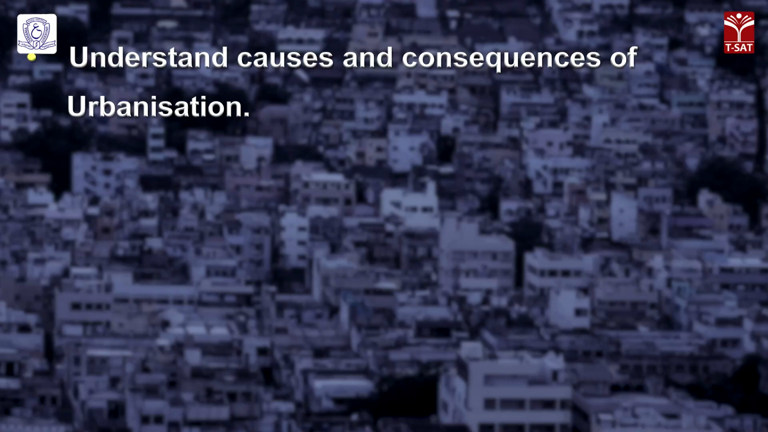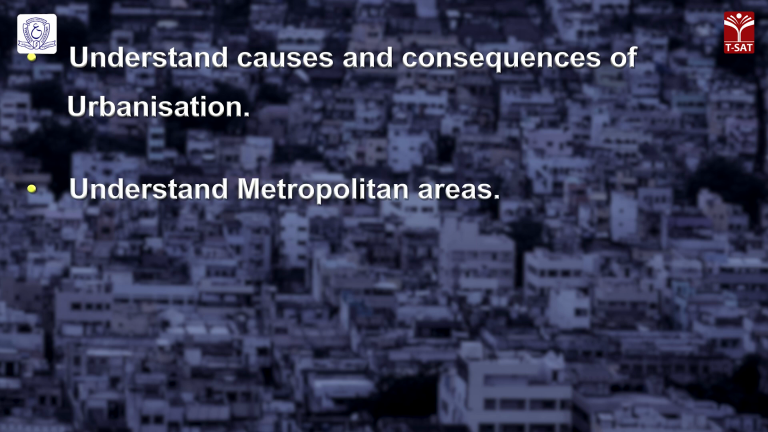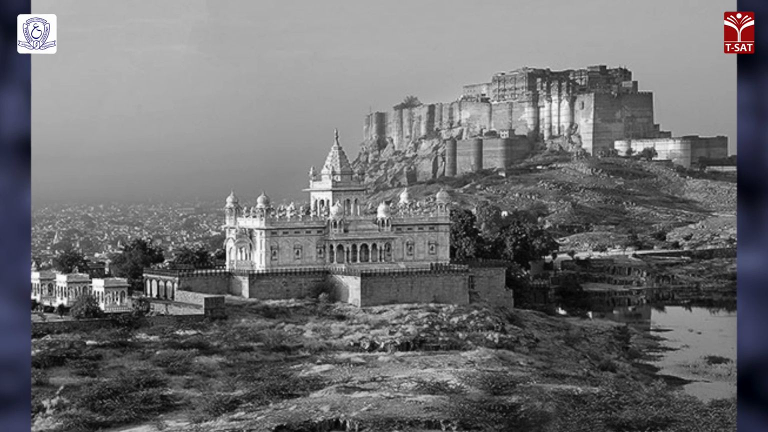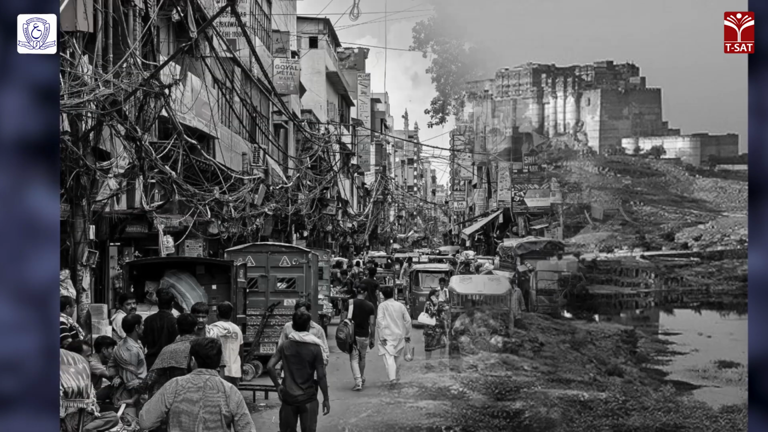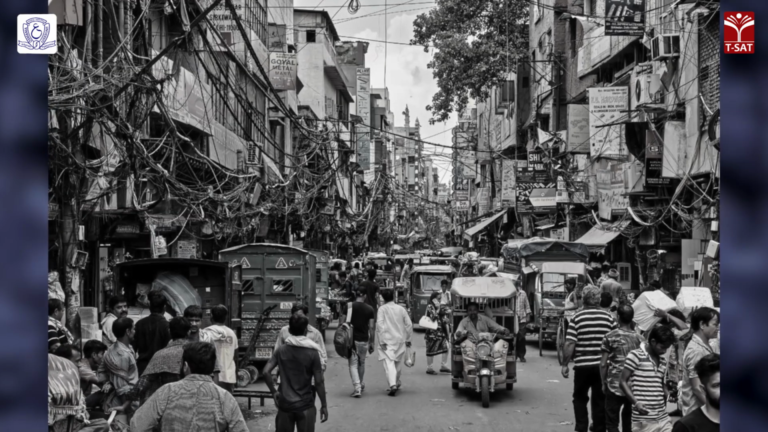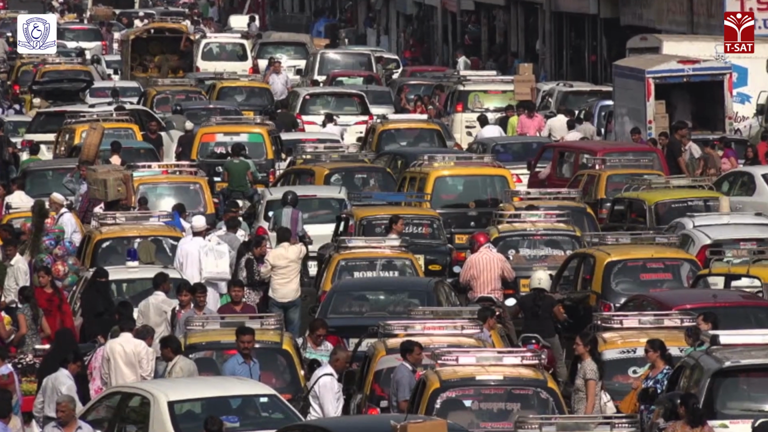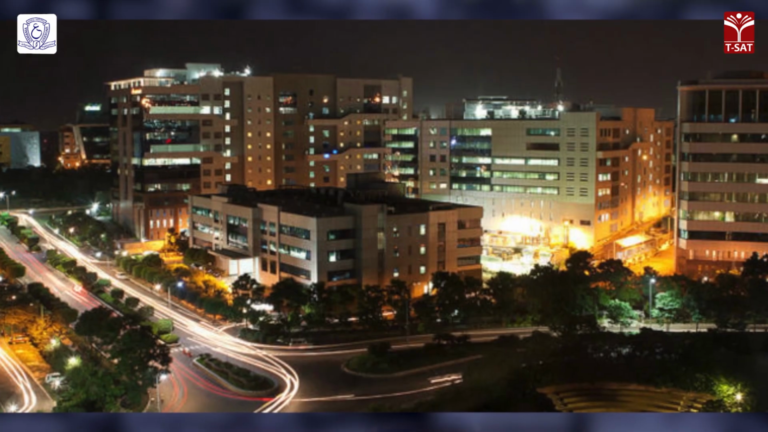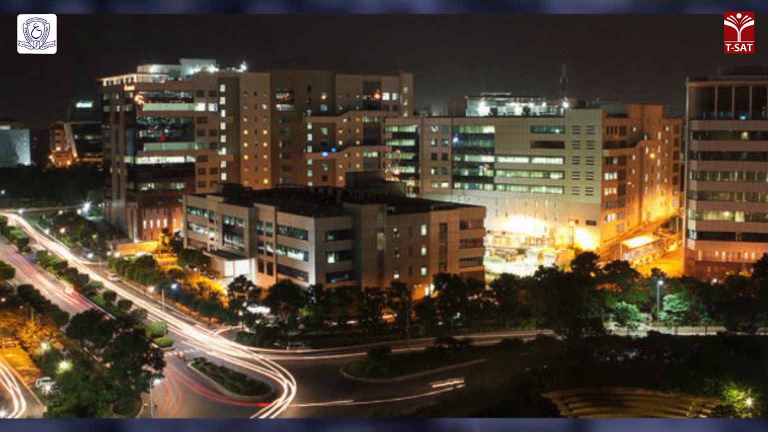On completion of this module, you would be able to understand causes and consequences of urbanization and also understand metropolitan areas. Although the process of urbanization recorded a steady growth after 1921, it got a quantum jump after independence, that is 1947. During the last 50 years, not only the old cities and towns had expanded in terms of size of population, density and area, several hundred new towns have emerged and developed.